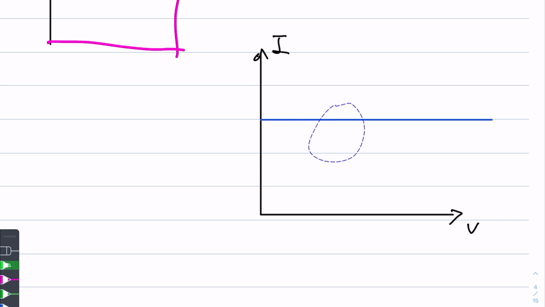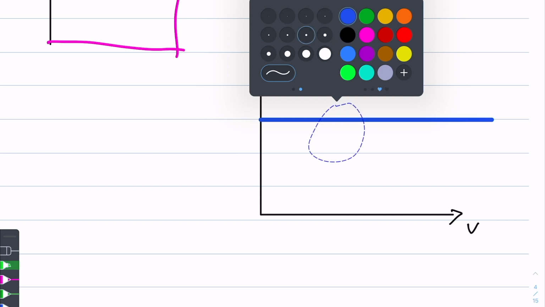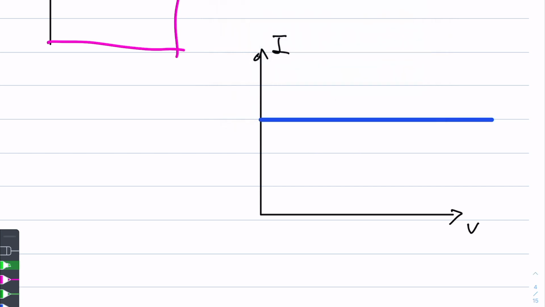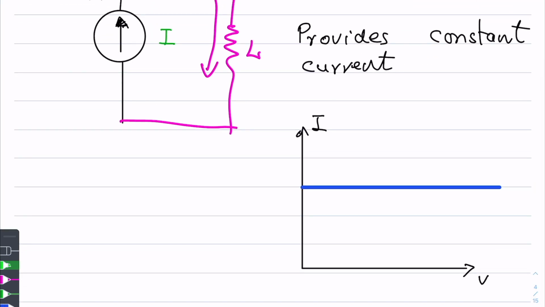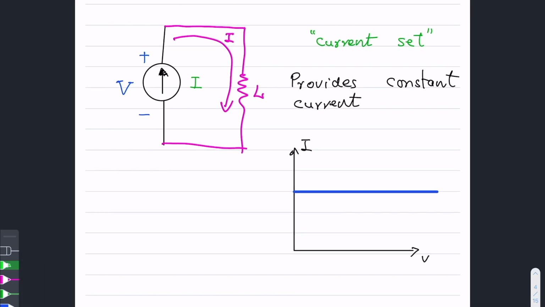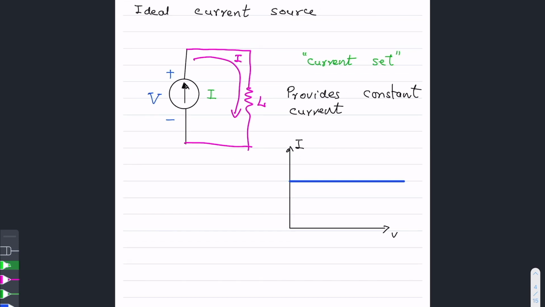Let me highlight this a little bit more, like so. So the current is going to be constant even though the terminal voltages, the voltages across this, are varying over a wide range. Okay, that's an ideal current source, it provides constant current, and we are going to see this in problems and analysis henceforth.